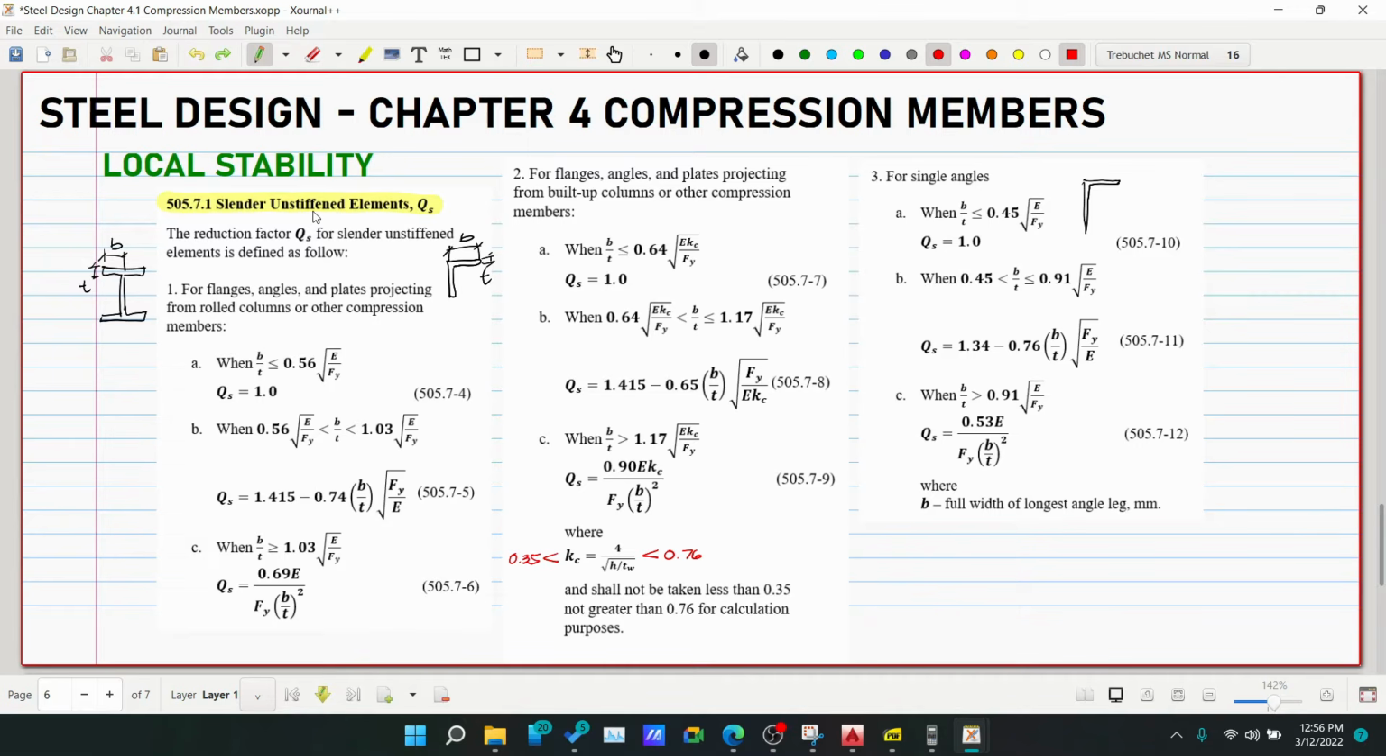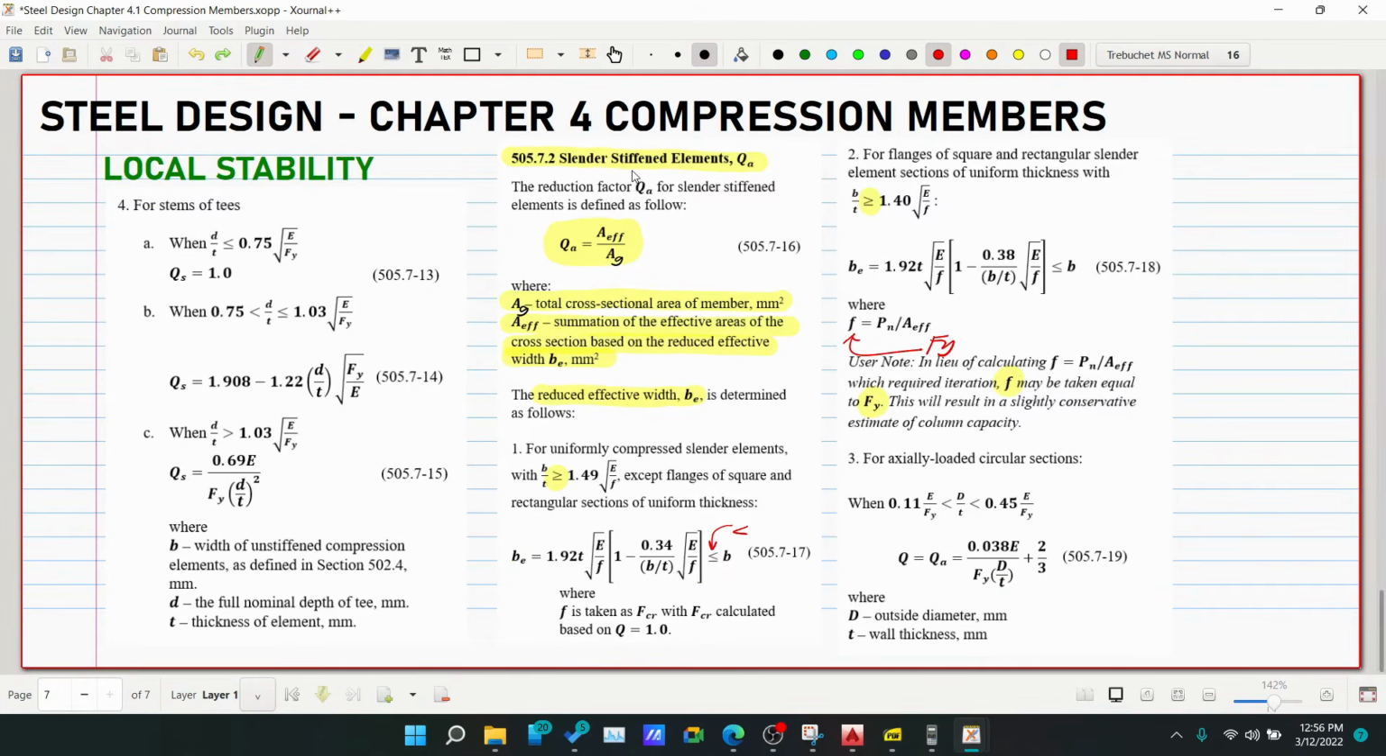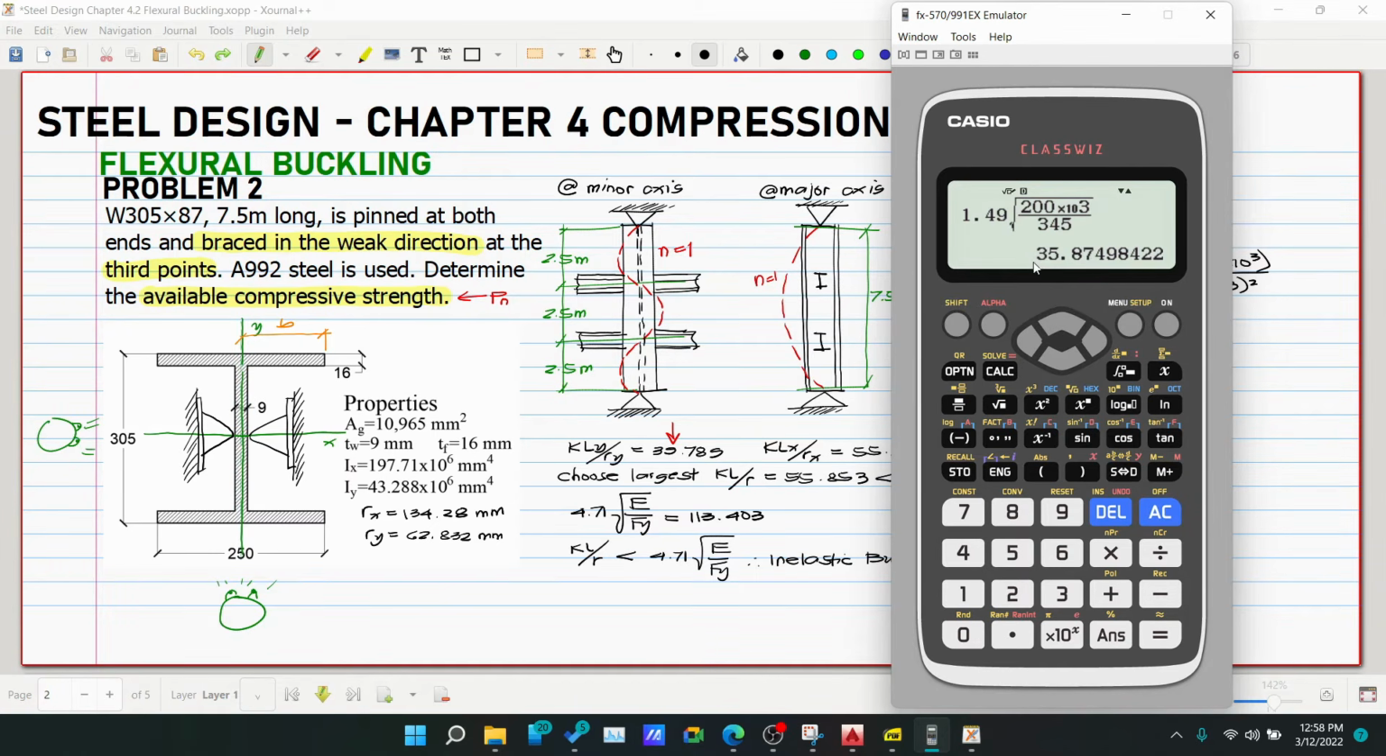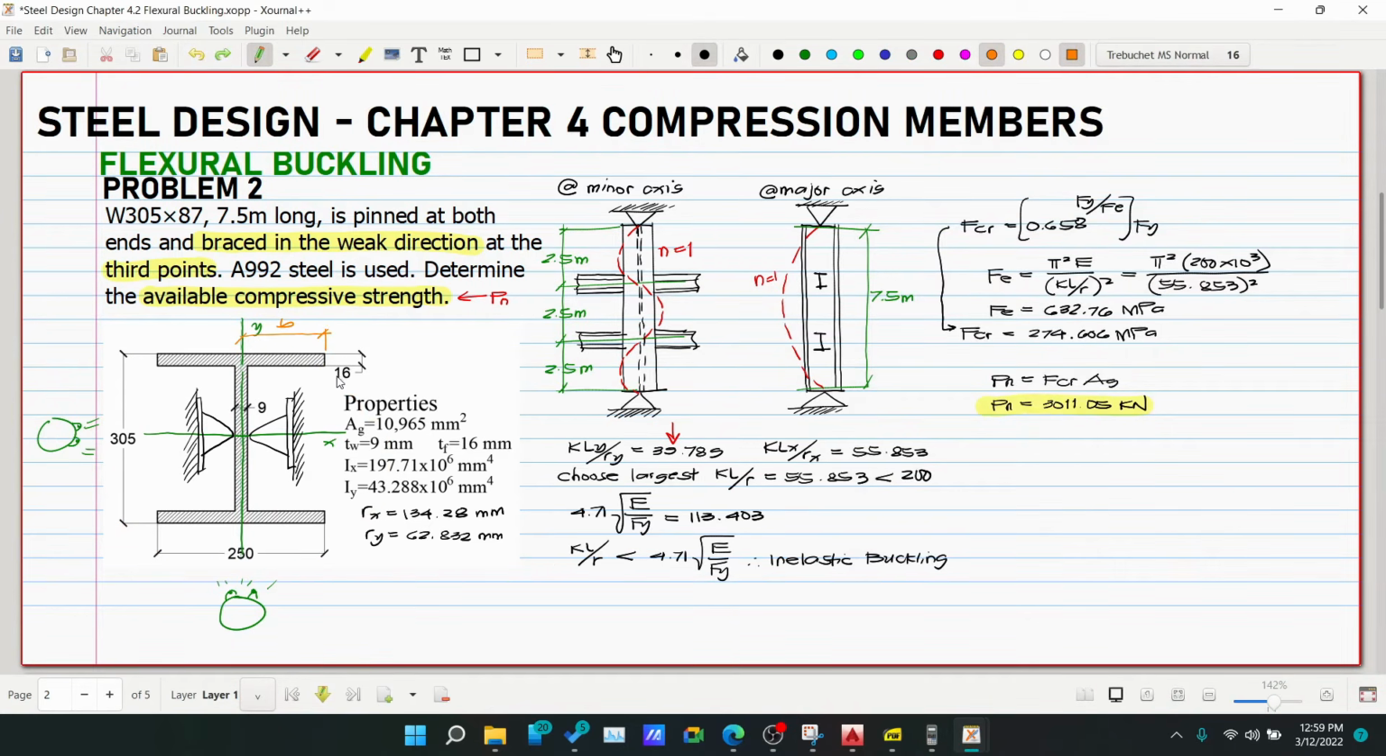Check natin sa stiffened element. Dito tayo sa 1.49, kasi for uniformly compressed slender element except flanges of square. So, 1.49 square root of 200 times 10 raised to 3 over Fy, which is 345. Ayan, less than nga yung ating width to thickness ratio para sa kanyang stiffened element dun sa kanyang limit na 1.49 square root of E over Fy. Ito yung sinasabi ko sa inyo na kapag hot rolled section and wide flange, usually hindi na kailangan i-check yung local stability niya kasi hindi naman tayo nag-greater than doon sa mga limit natin.